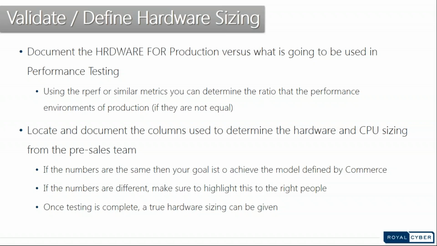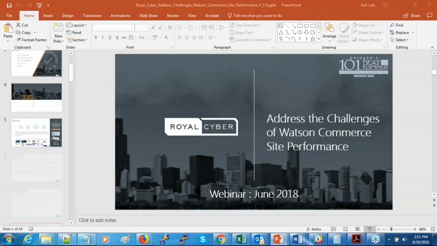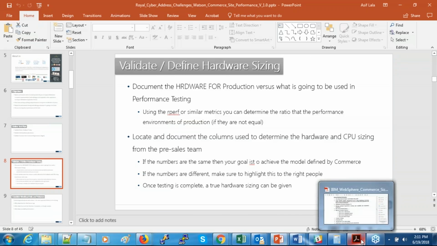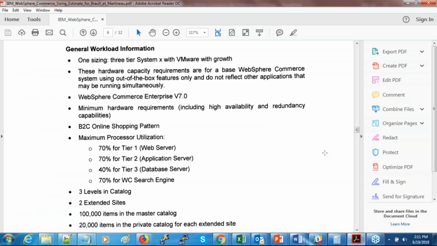Before we go into this, I have one hardware sizing document, just to let you know how it looks. This is an IBM document which one of our customers got. For example, if you want to go for the IBM WebSphere Commerce product license, IBM first asks you for all these things, and based on that they give you the sizing.